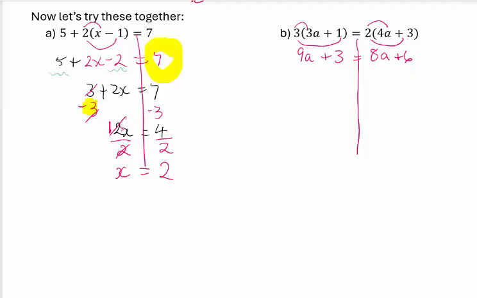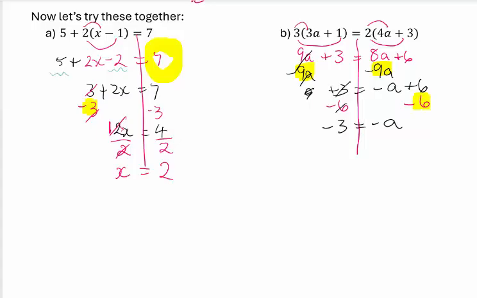So now I'm going to take this opportunity to show you it doesn't matter which one I take away. Before I took away the 8a, this time I'm going to take away 9a. So take 9a from both sides. You're left with 0 plus 3, so I don't need that, equals 8a take 9a is negative a plus 6. Now I need to get rid of the plus 6, so I've got to take 6 from both sides. Negative 6, negative 6. So I end up with negative 3 equals negative a.